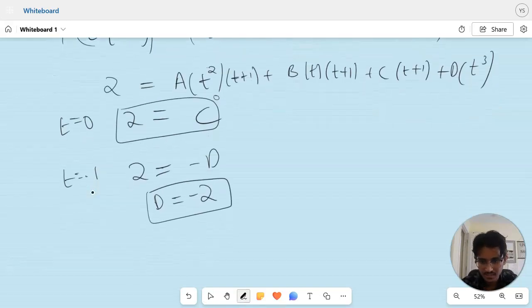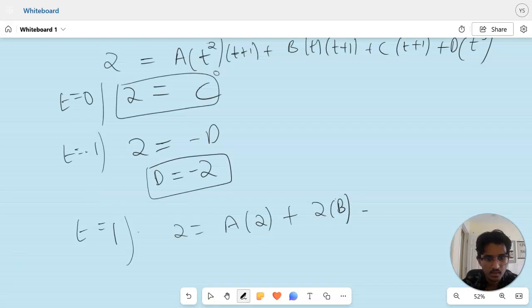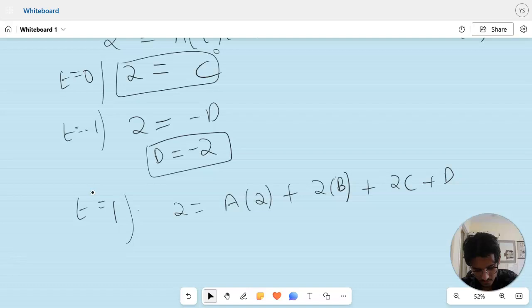What else? Let's set T equals 1. So 2 equals A times, that's going to make it 1. 1 plus 1 is 2. Okay? 2B, right? 2B plus 2C plus D.